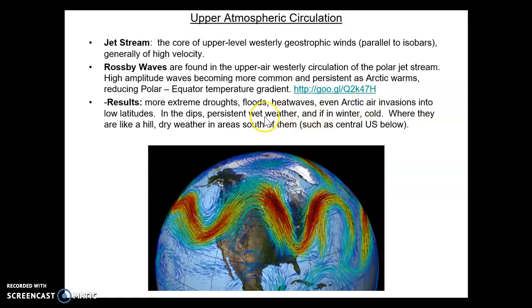In the dips, persistent wet weather, and if in the winter, cold. So if you're here, for example, it's drier here, and if that's summer, it's hot. Winter, not necessarily, but usually warmer than average because it's tapping in moisture from down below here. But on the other hand, if you're over here, it's wet and cold, nasty weather in the winter and early spring or late fall.